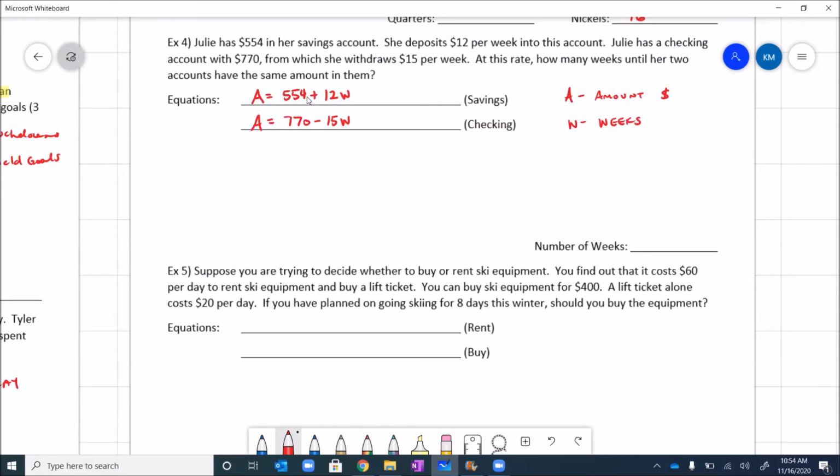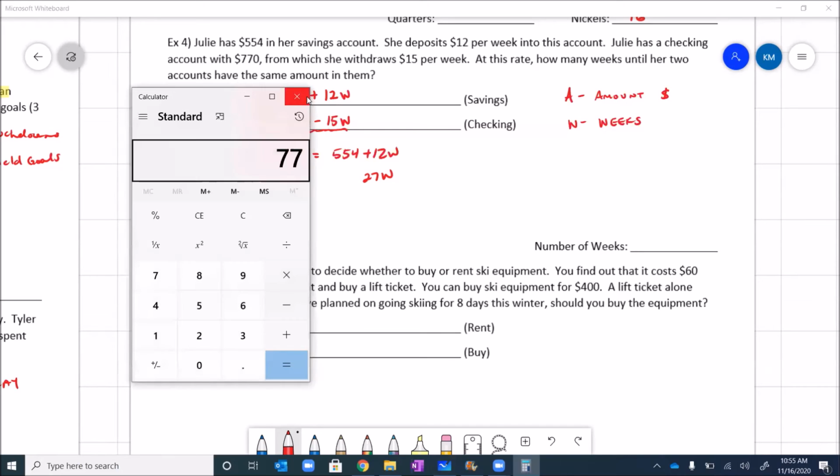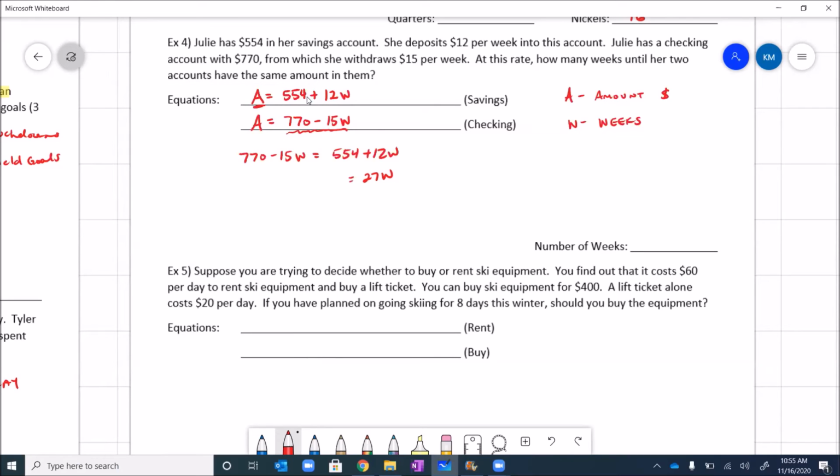So there are two equations there. This is set up for substitution. Our variables are by themselves in both equations, and so it should be nice for substitution. And so in this first equation, I'm going to substitute 770 minus 15w. Okay, and then I'm just solving. So I add 15 to both sides, it gives me 27w. 770 minus 554 is 216.